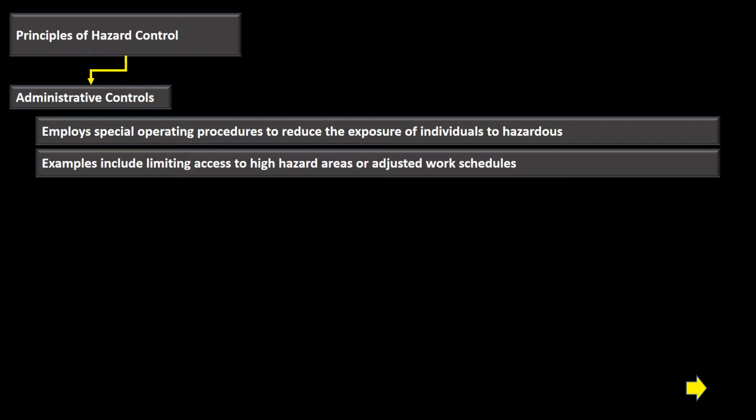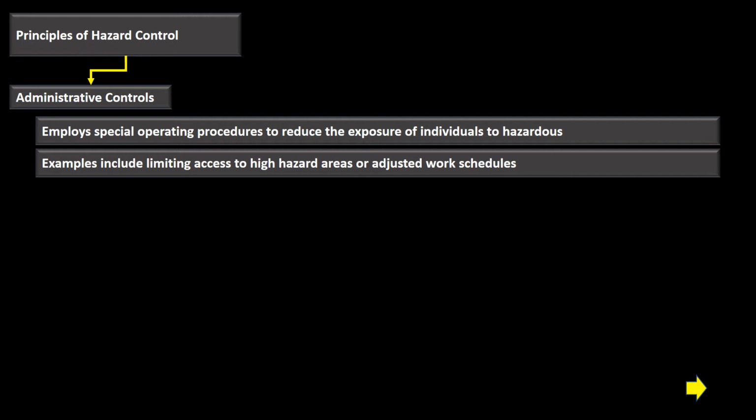So substitution was our preferred method. After that was engineering, and now our third type of hazard abatement or hazard control on that list, administrative controls. All right, and we're going to define administrative controls as employing special operations or procedures to reduce the exposure of individuals to a hazard. Examples include limiting access to highly hazardous areas or adjusting work schedules. So just cutting off access, just saying, hey, you know what?